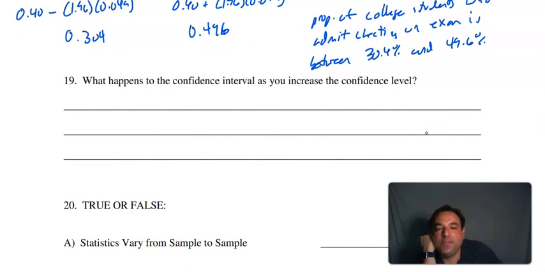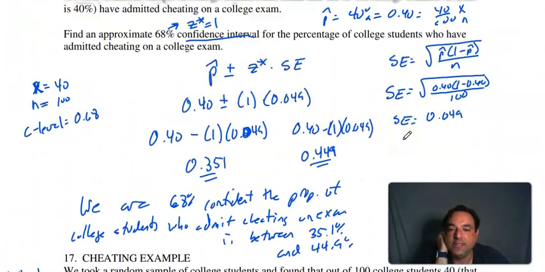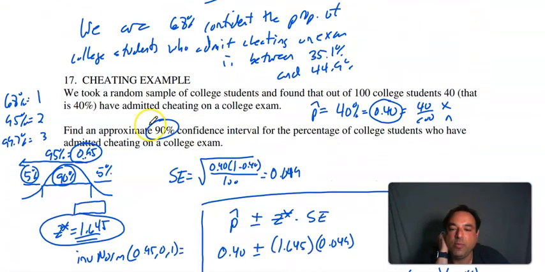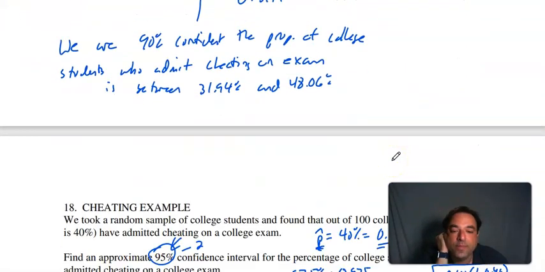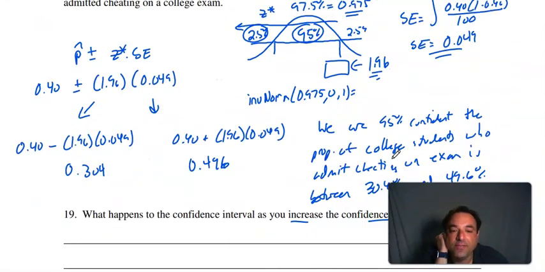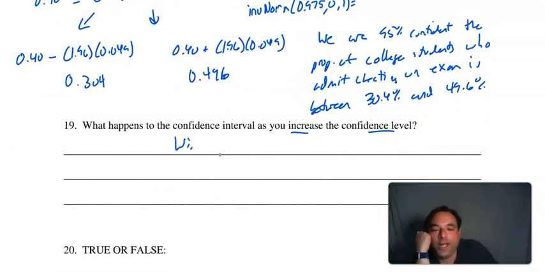Okay, last couple questions. What happens to the confidence interval as you increase the confidence level? So let's see what happens. So notice that we started with 68 and the interval was about 35 to 45. Then we went to 90 and the interval went from about 32 to 48. And then as we went to 95, the confidence level is increasing, and it's now about 30 to 50. So what happened? The confidence interval gets wider.